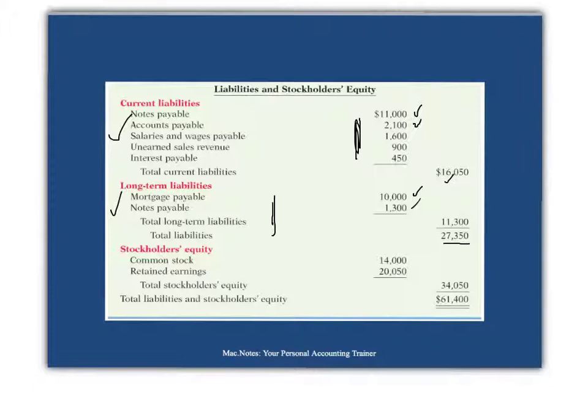We have current $16,050, long-term. Total liabilities $27,350. Now, as far as classification, shareholders' equity, it's just common stock and retained earnings. And notice again, total assets equal total liabilities plus total equity. So the total assets $61,400, liabilities plus shareholders' equity $61,400. So that's an introduction to financial statements: the income statement, the retained earnings statement, and the classified balance sheet.